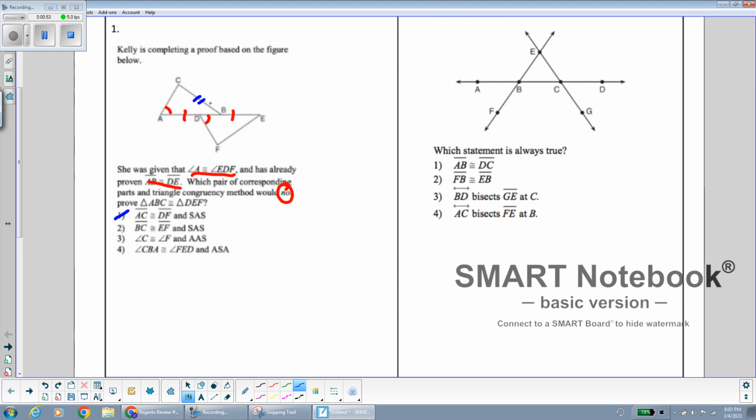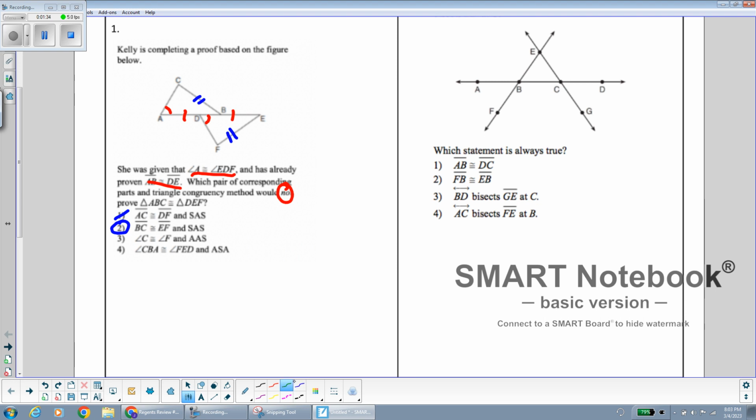Okay, BC is congruent to EF and SAS. For SAS, the angle needs to be directly in between the two sides. What I have here is actually ASS, which is a bad word. It's not a method of proving triangles congruent. If you go the other way, SSA, that's the same thing as ASS. It's just written backwards, and it's not a valid method. So this is the correct answer. It is not SAS. If you try out answer choices 3 and 4, you will see that if you put in angle C congruent to angle F, it will give you AAS. And if you put in angle CBA congruent to angle FED, it will give you ASA.